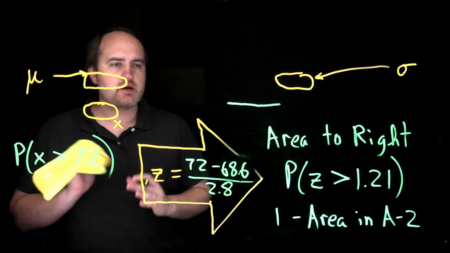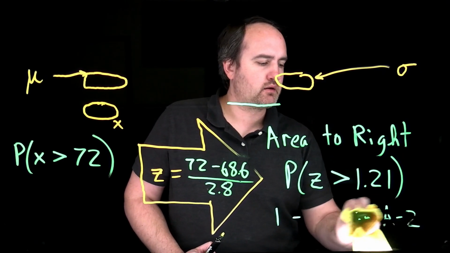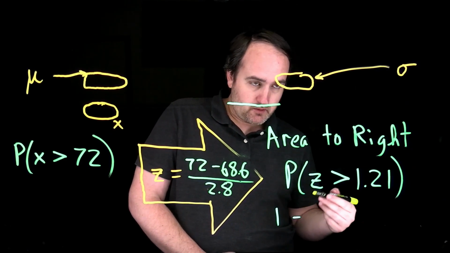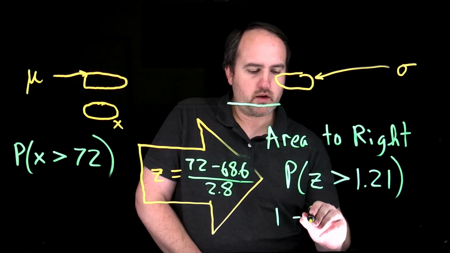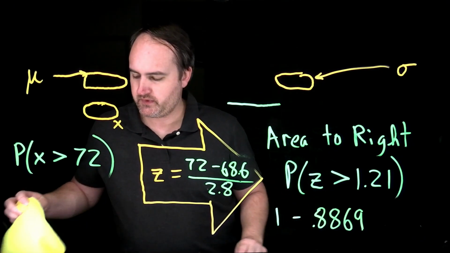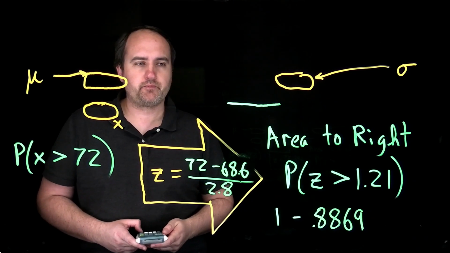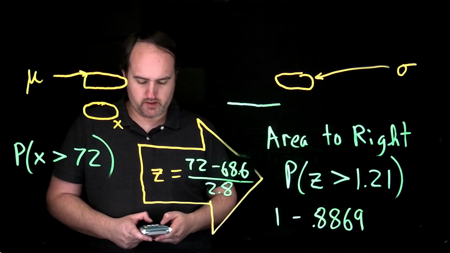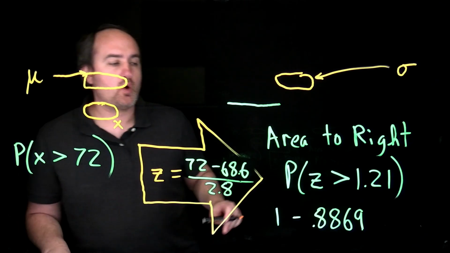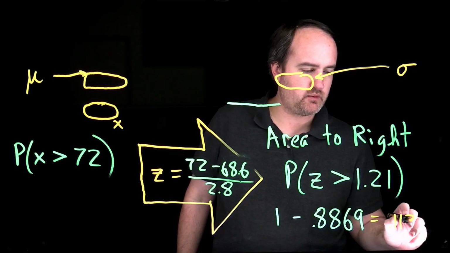So the area in table A2 that we just looked up is what we plug in here, 0.8869. And then because it's the area to the right, greater than goes to the right, we're going to be doing 1 minus 0.8869 on our calculator, and that will give us the actual answer that they were asking for. So 1 minus 0.8869 gives us 0.1131.